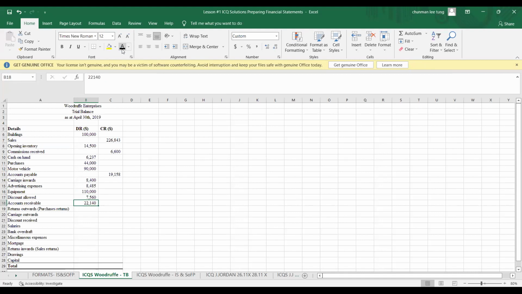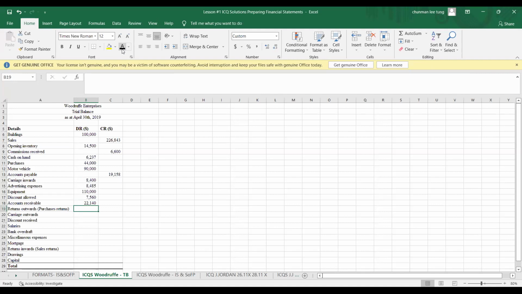Return outwards, also called purchases returns. So what do we do here? Is return outwards a debit or credit, and why? So I'm getting the answers correct, but I'm sure you're saying return outwards is coming out of the business, so it'll be credited. Yes, you all are correct.